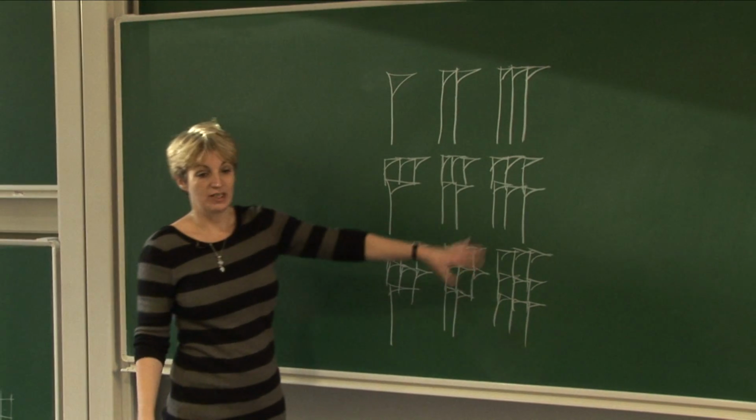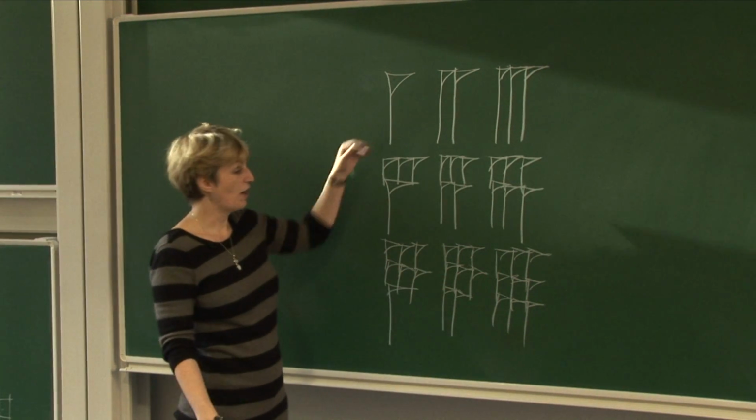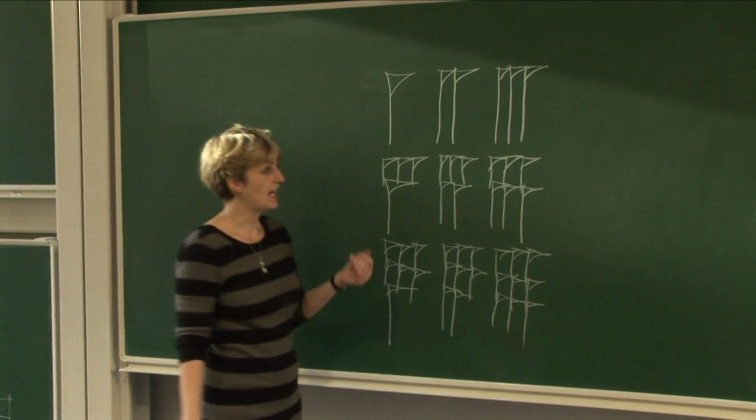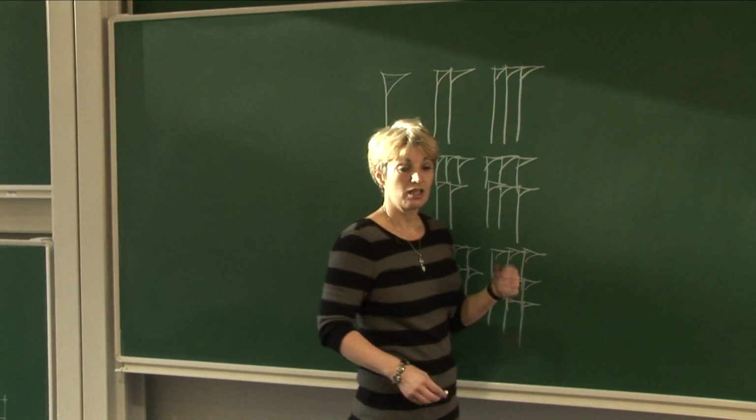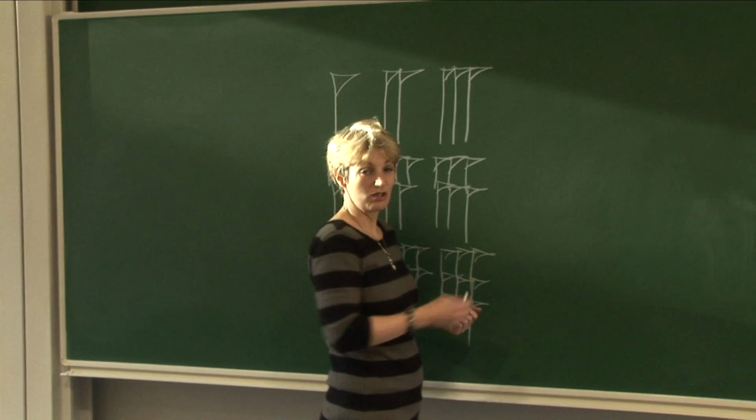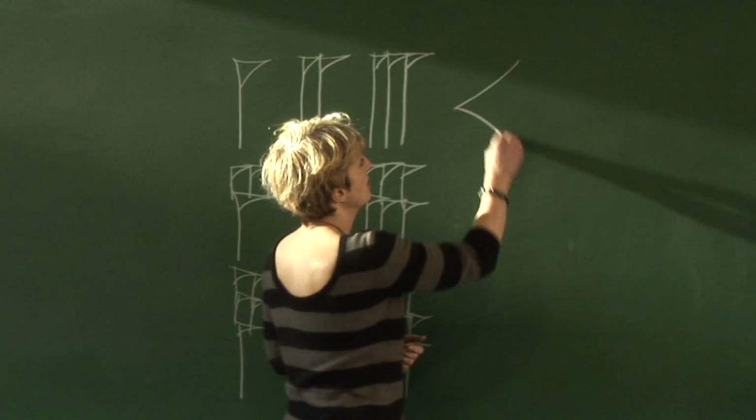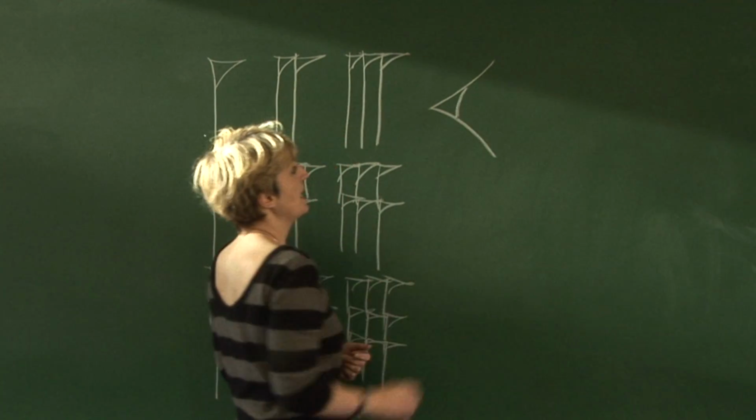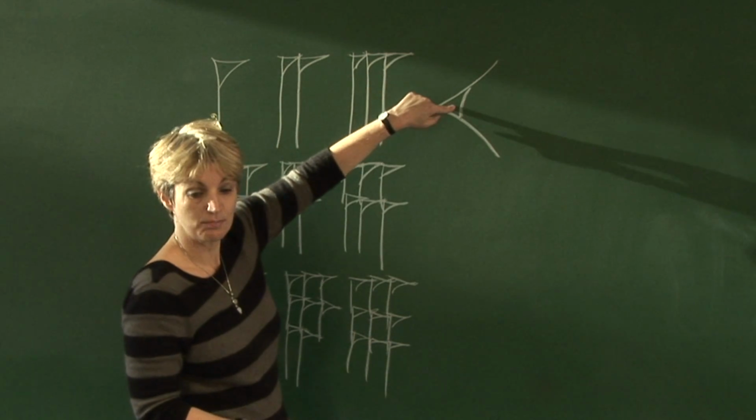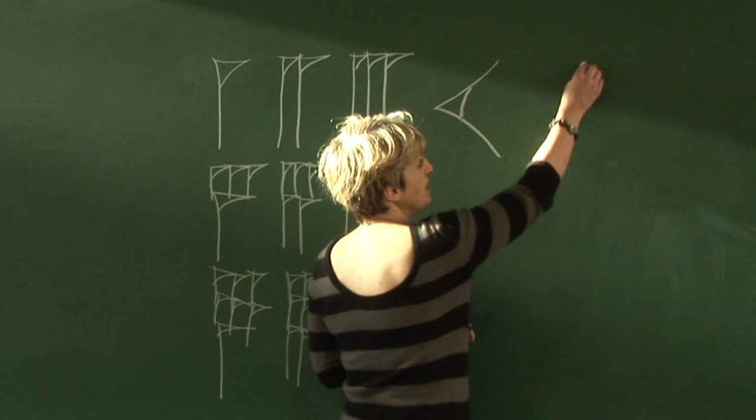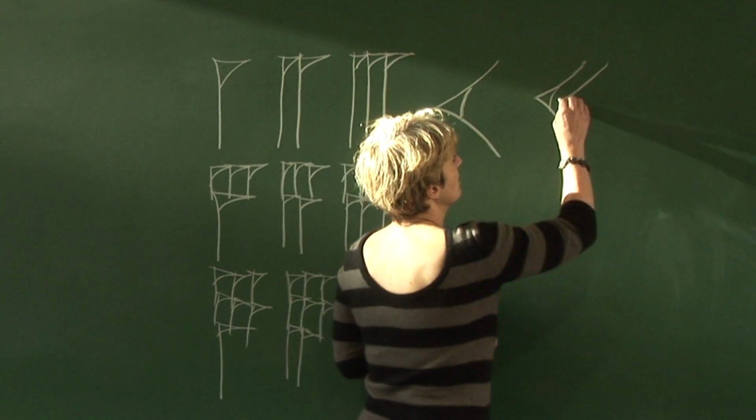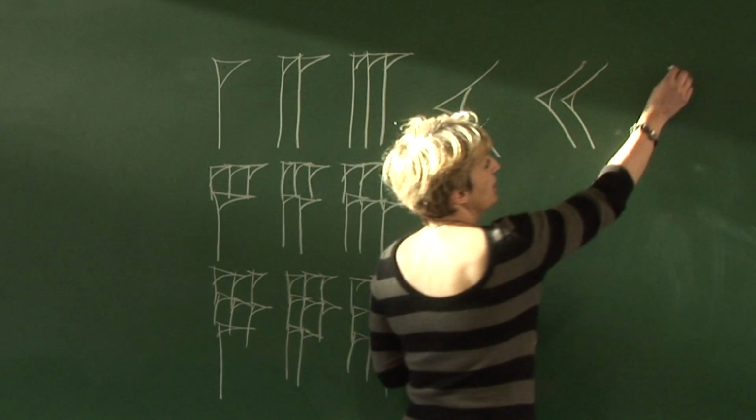But you don't keep doing that up to 59. You have another set of signs for the tens. And they look rather different. They're not vertical marks, but these diagonal corner wedges in the clay. So there's 10. And again, that's the deepest part of the wedge in the clay. So you can guess what 20 is going to be like. And 30.